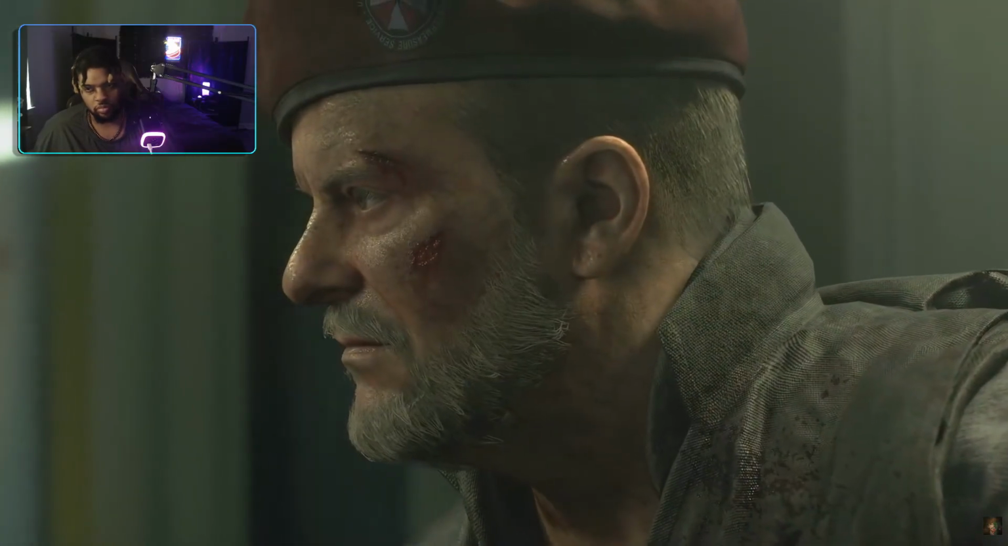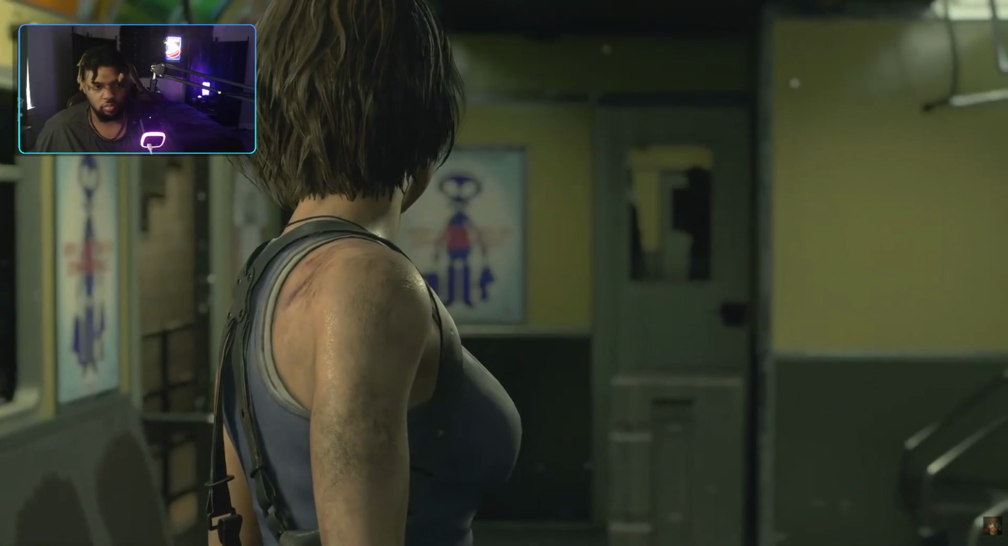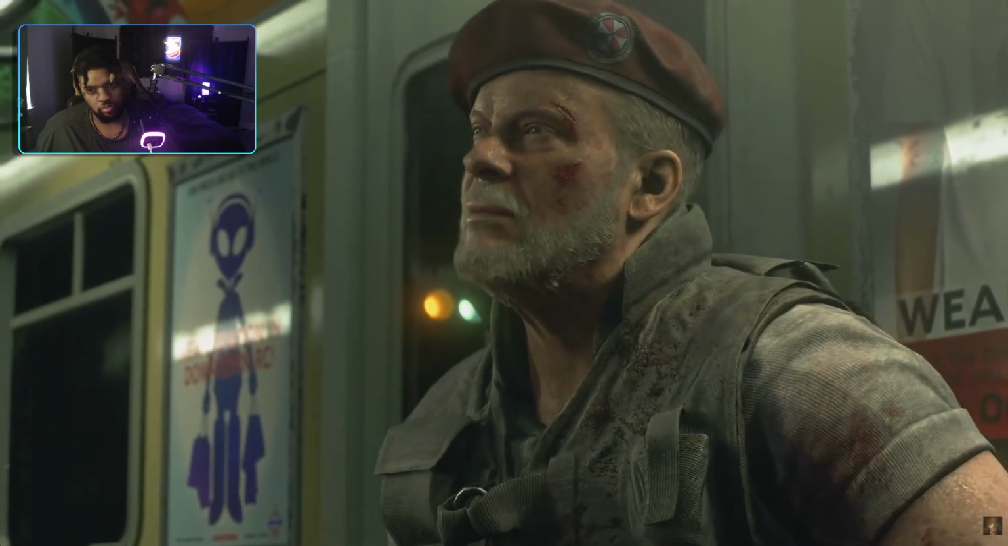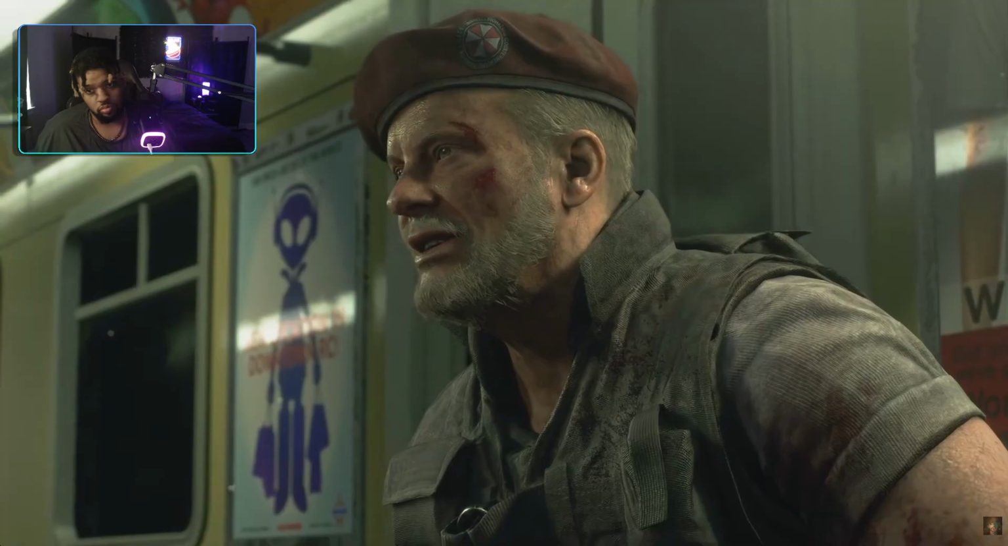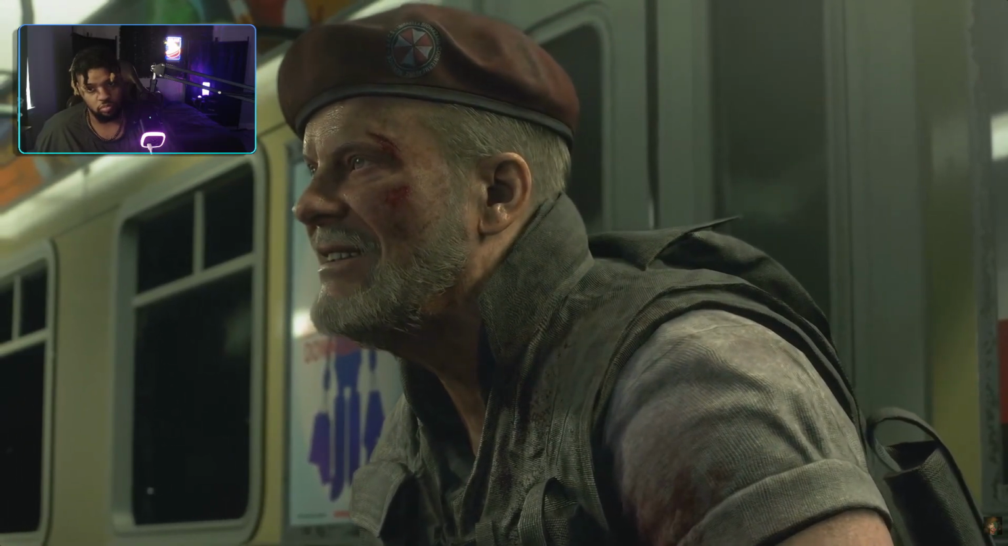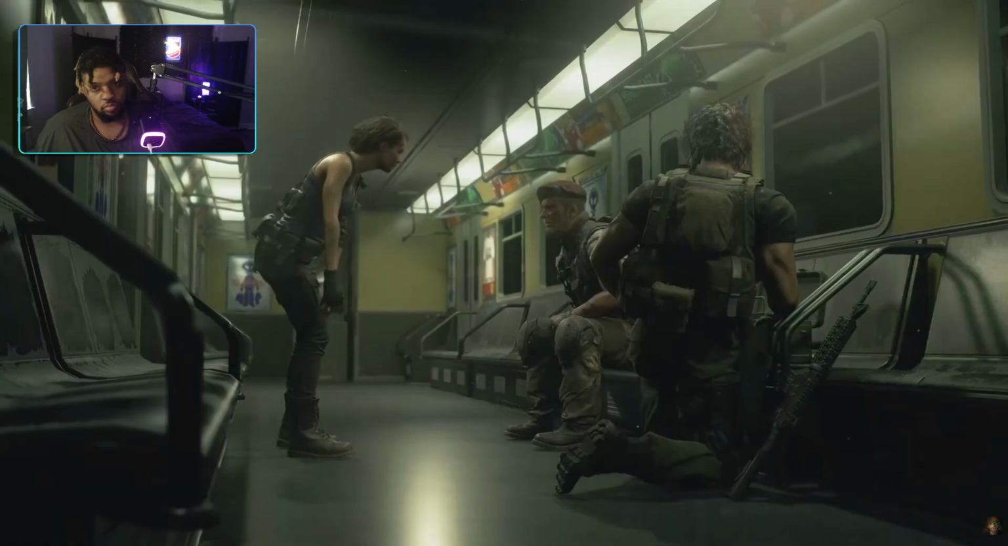Carlos introduces her to the UBCS squad leader Mikhail Victor, who is on a subway train with a bunch of survivors on the neighbouring one. He immediately knows who she is, an elite member of STARS. He says that his team was sent there to rescue civilians, but the city is completely cut off and isolated, with most of the civilians in the city wiped out by the T-virus, killed by the zombies, or just by the chaos in the city.